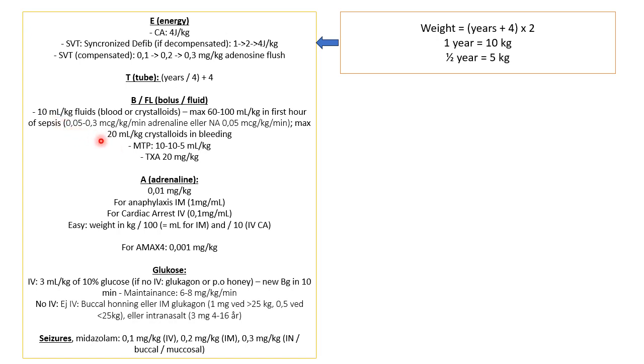And then if you have what you call a massive transfusion protocol, then you will step away from giving just 10 milliliters of fluid or of blood. Then you'll give 10-10-5, meaning that you'll give 10 milliliters per kilo of red blood cells, and then 10 milliliters per kilo of plasma, and then 5 milliliters per kilo of thrombocytes. Check out the first10EM deep dive on massive transfusion protocols, because the evidence is not as strong as we might have thought on this. And then you can give tranexamic acid, 20 milligrams per kilo within the first hour in trauma.